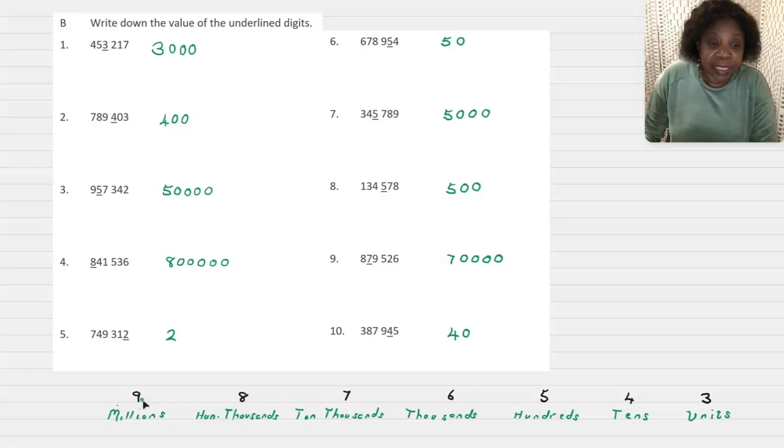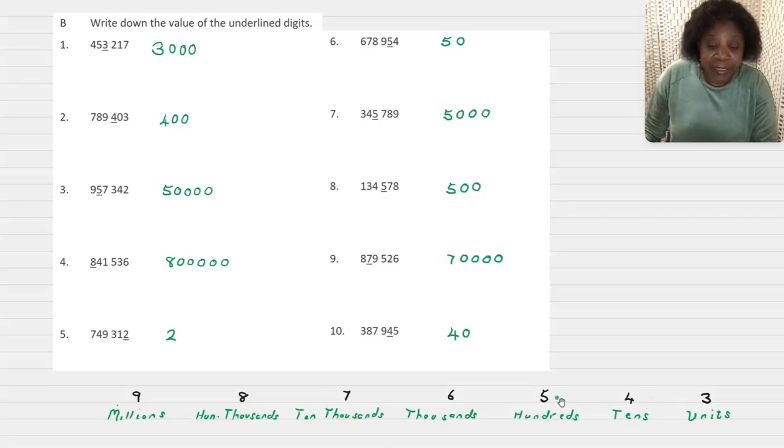The number we have right here is 9,876,543. The number on the immediate right is the units, so the value of the number 3 is 3 units. Next to the units, we have the tens, so the value of this 4 will be 4 tens, which is 4 times 10, giving us 40.